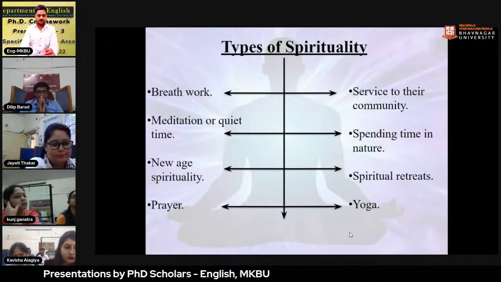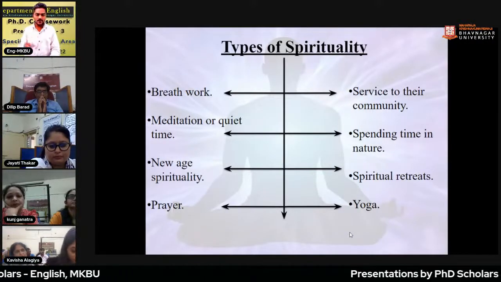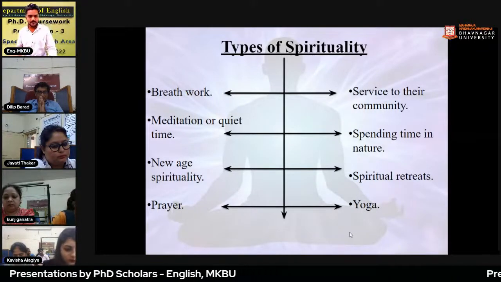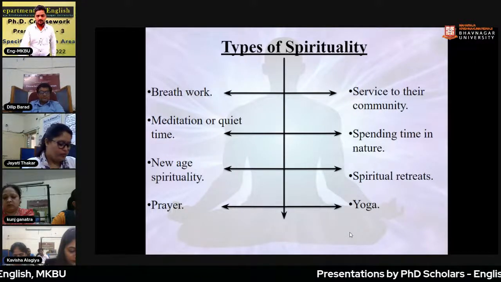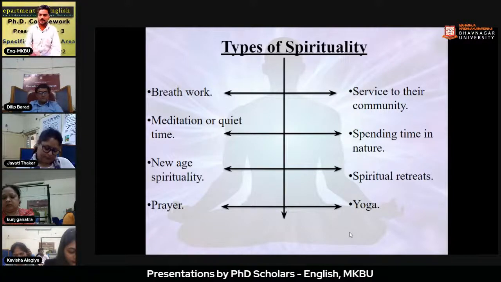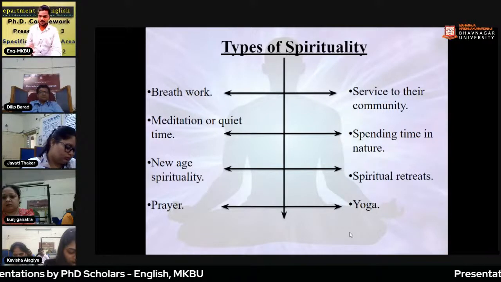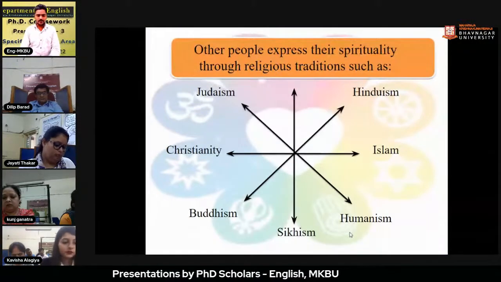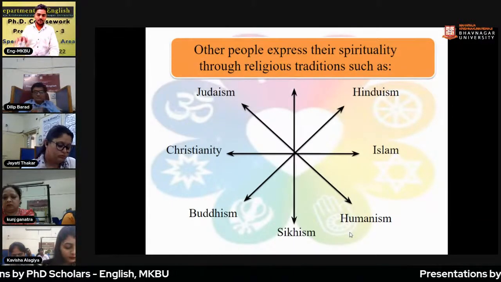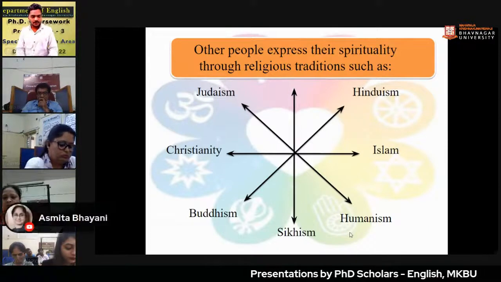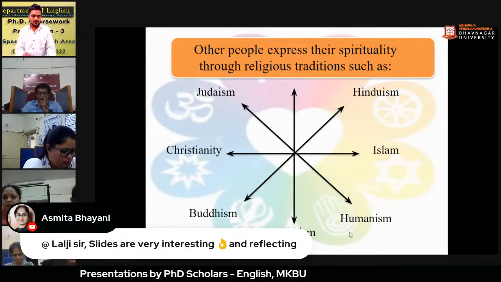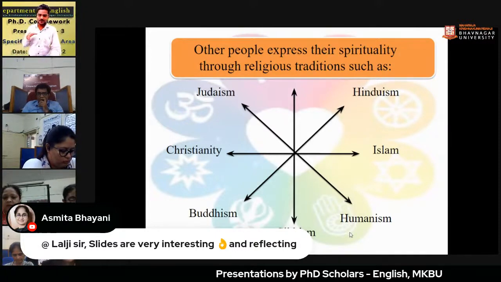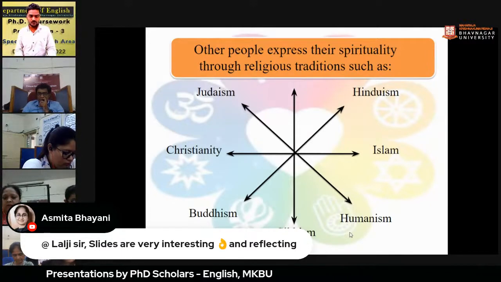Now there are types of spirituality. Some people work with breath, meditation or quiet time, new age spirituality, prayer, service to their community, spending time in nature, spiritual retreats or yoga. Through these ways, people try to achieve the spiritual quest or spirituality. Other people express their spirituality through religious traditions such as Hinduism, Islam, Jainism, Sikhism, Buddhism, Christianity, and Judaism. So people go through religions for spiritual power.